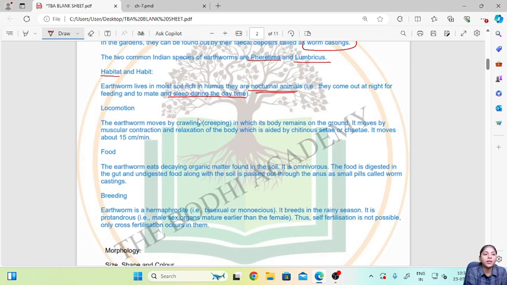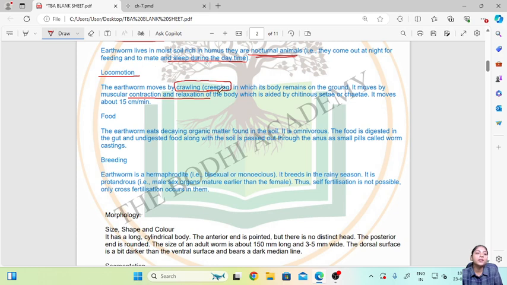Then after habitat and habit, we'll learn about the locomotion. So the earthworms move by crawling. So we have seen that the locomotion of the earthworms is by crawling or creeping, in which its body remains on the ground and it moves by muscular contraction and relaxation.